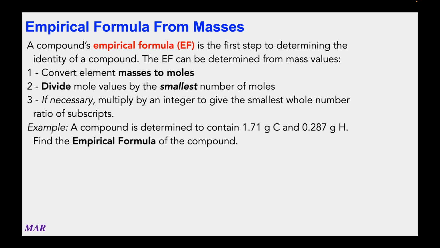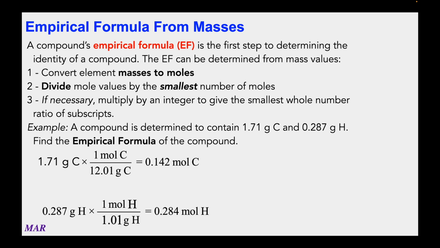Let's look at an example here. We have 1.71 grams of carbon and 0.287 grams of hydrogen. Let's find the empirical formula of this compound. Okay, no problem. We're going to turn the grams of C into moles of C. We're going to turn the grams of H into moles of H, and we'll compare the C and the H. So here's the math. 1.71 grams of carbon, we'll divide by 12.01 grams per mole for carbon. You can see there the grams of C cancel out. We've got 0.142 moles of carbon.